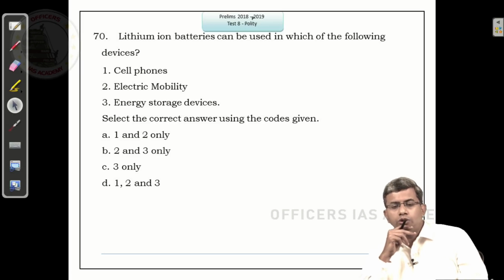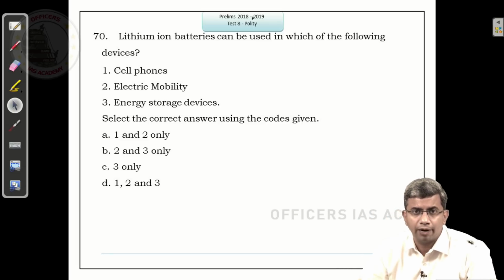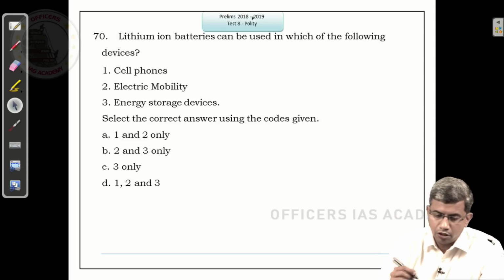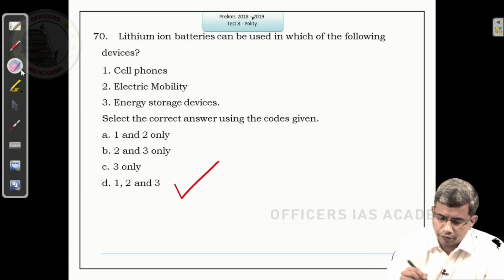Lithium-ion batteries can be used in which of the following devices? Cell phones, electric mobility and energy storage devices. So for electric mobility, lithium-ion batteries versus the other type of battery, I'm forgetting the name. Lithium ion is one, and the other type is generally used in various batteries and generators and all those things. Lithium-ion has recently been used for electric mobility and all that, but it can be used in all three types of devices. So the correct answer is 1, 2 and 3.